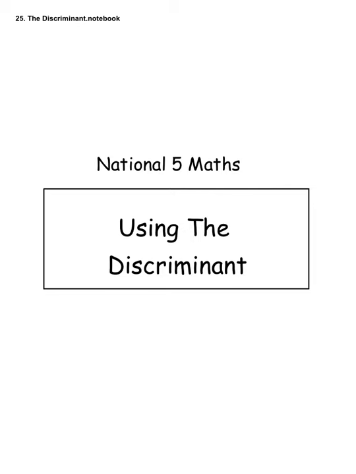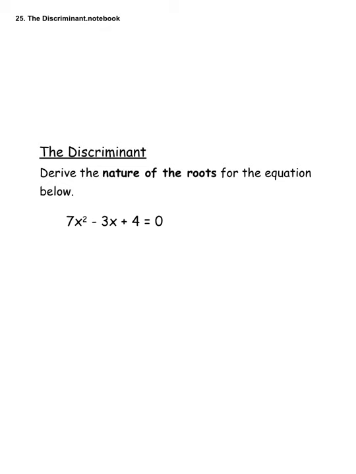Today I'm going to talk about using the discriminant. We're required to use the discriminant when we're asked for the nature of the roots of an equation. That will be in bold in your exam style question. It'll ask for the nature of the roots and you've got to give some kind of conclusion at the end of your working to what the nature of the roots will be.